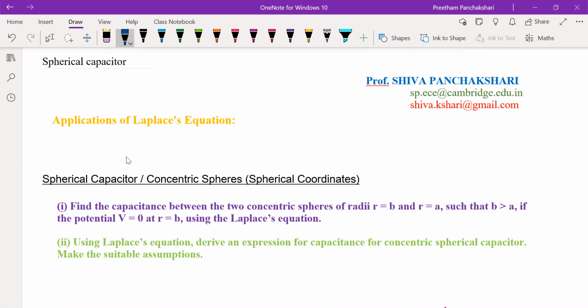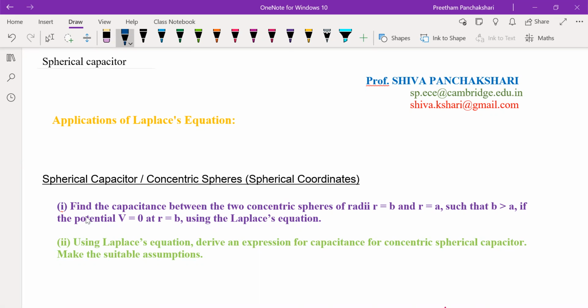Now, I would like to explain the application of Laplace equation to a spherical capacitor. Two concentric spheres carrying charge separated by a dielectric medium. So this problem explains how to apply Laplace equation to a spherical coordinate system. So I have taken two problem statements here.